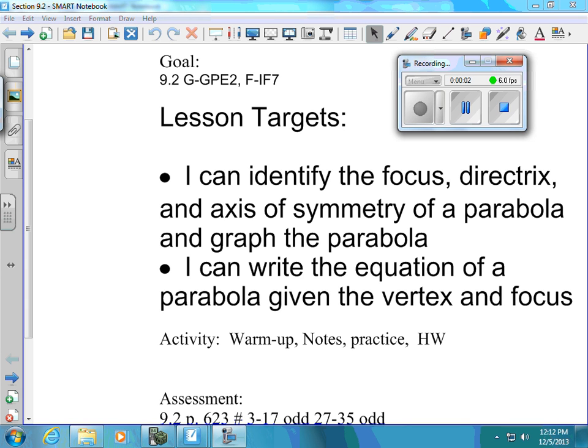Welcome back to the next lesson in this unit. It's going to come from section 9.2. Our targets are to identify the focus, directrix, and axis of symmetry of a parabola and graph the parabola, and write the equation of a parabola given the vertex and focus.